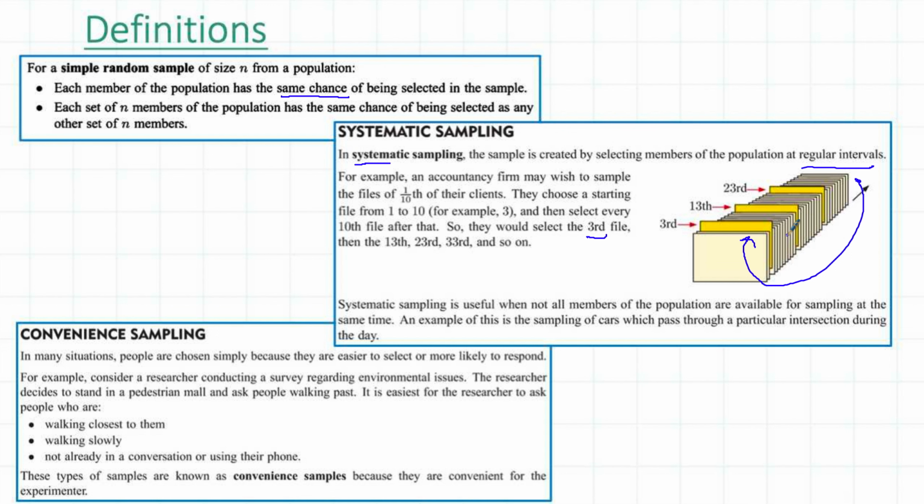Convenience sampling, from the name, is that it's convenient. It's convenient for the experimenter. You could pick people that are easily approachable, people that you have easy access to. So that would be called convenience sampling.